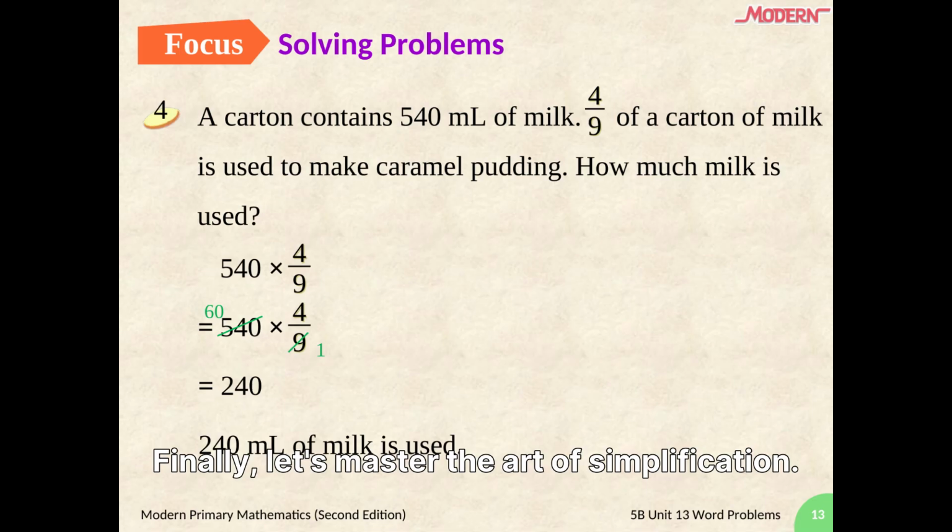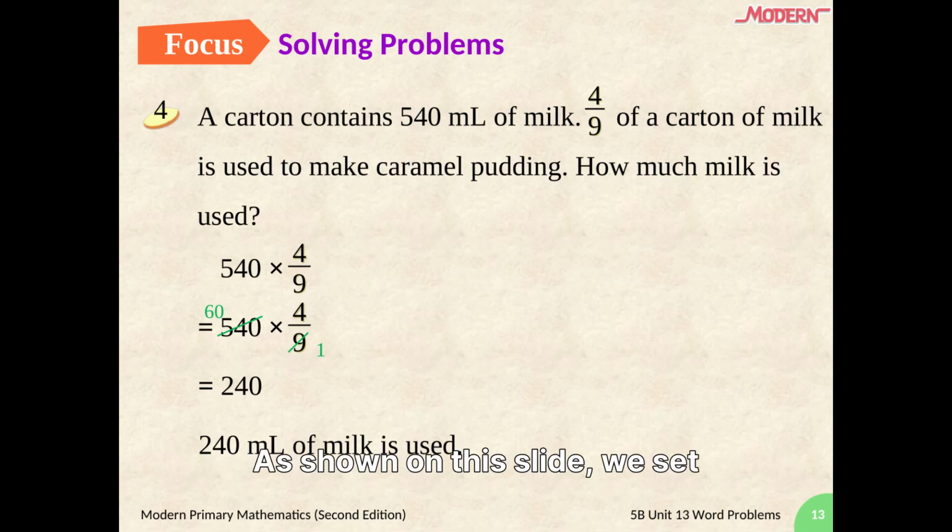Finally, let's master the art of simplification. As shown on this slide, we set up 540 times 4 over 9. We could multiply 540 by 4 first, but that gives us a very large number to manage. Instead, look at the 540 and the 9. Since 54 divided by 9 is 6, we know 540 divided by 9 is 60.